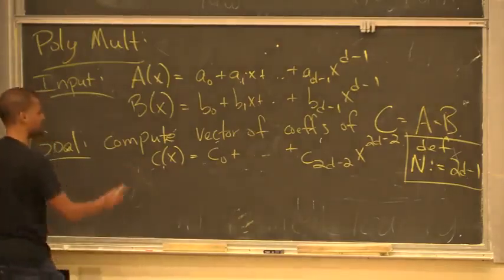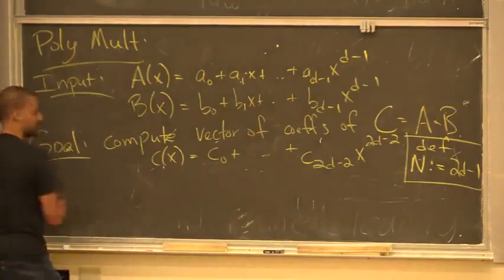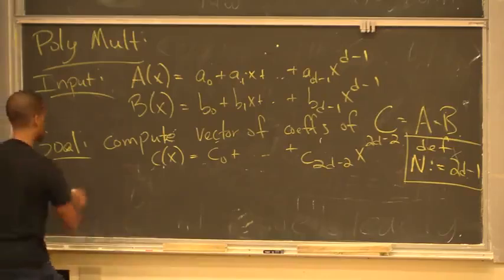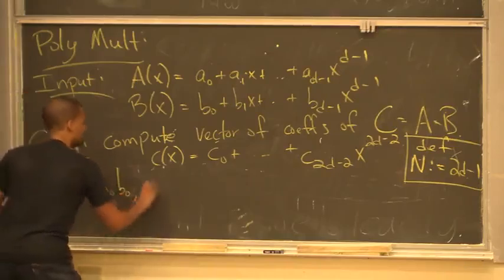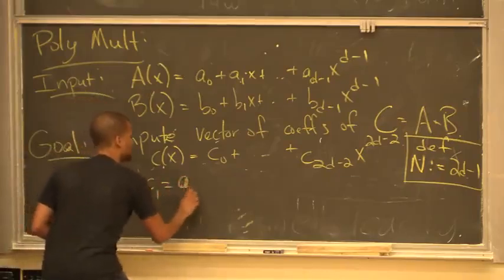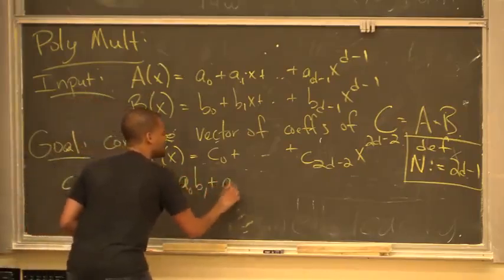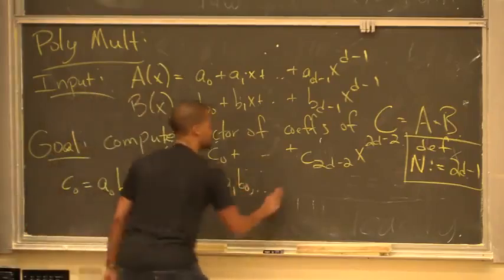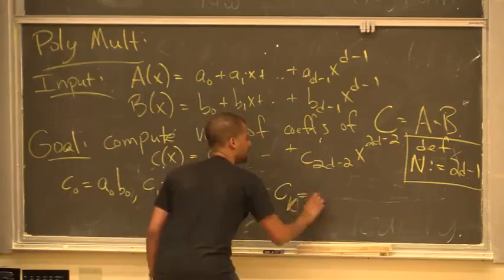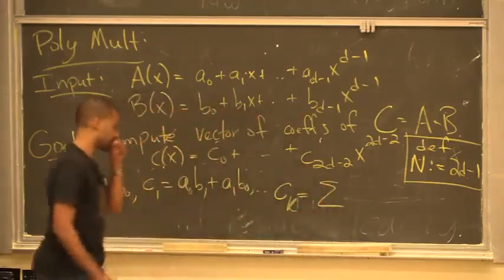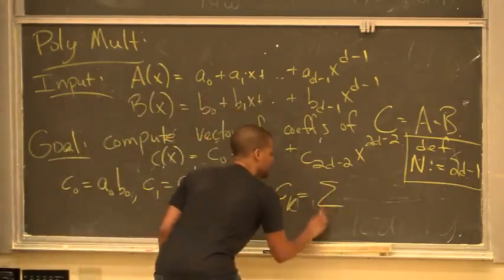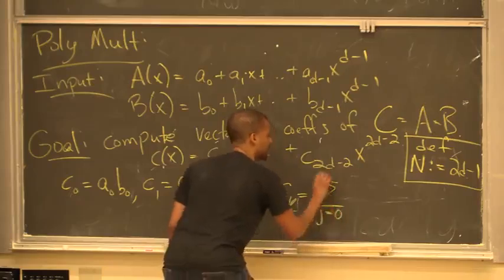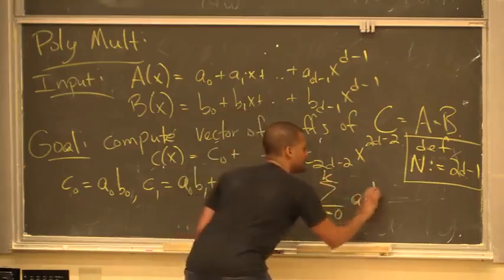And just a reminder, right? So what are these c_i's? Well, it's some kind of convolution. Right? So c0 is a0 b0. c1 is a0 b1 plus a1 b0. In general, c_k is the sum over j goes from 0 to k of a_j b_{k-j}.